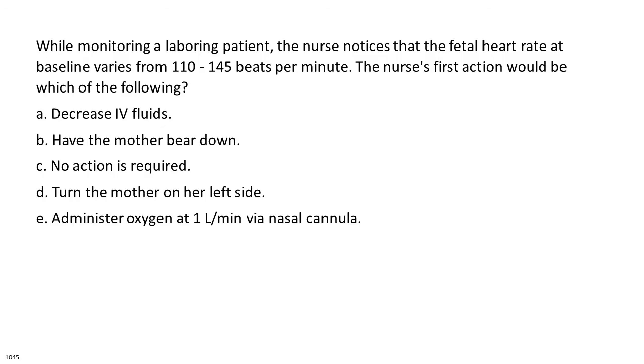While monitoring a laboring patient, the nurse notices that the fetal heart rate at baseline varies from 110 to 145 beats per minute. The nurse's first action would be which of the following? A. Decrease IV fluids. B. Have the mother bear down. C. No action is required. D. Turn the mother on her left side. E. Administer oxygen at 1 liter per minute via nasal cannula.